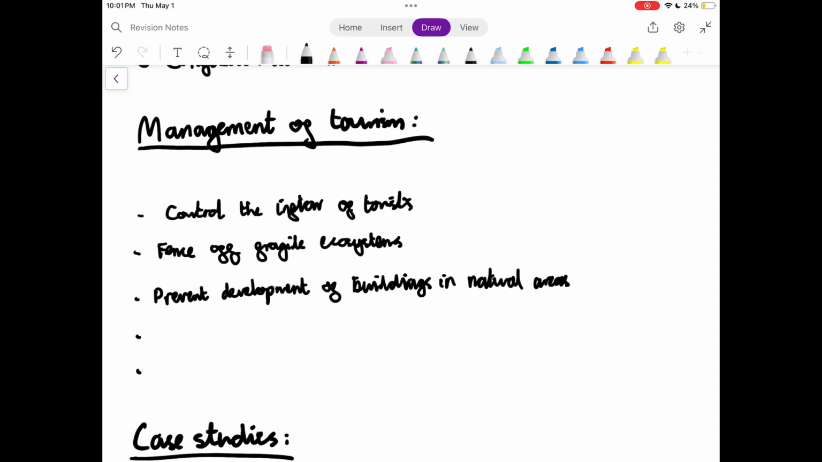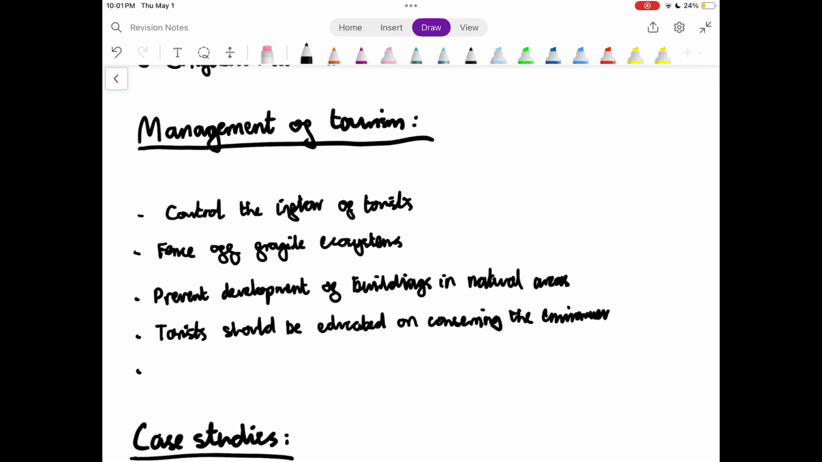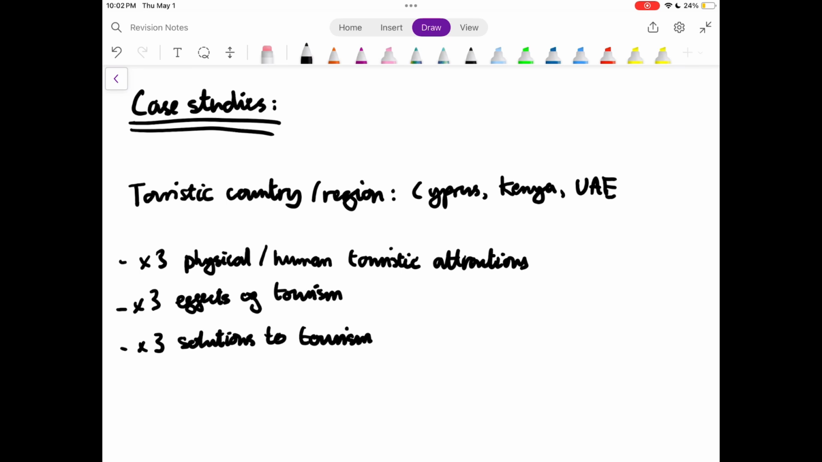and tourists should be educated on conserving the environment. And finally, prevent vehicles from sensitive areas.